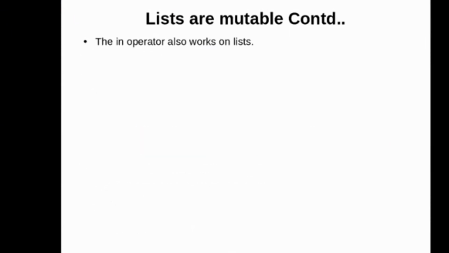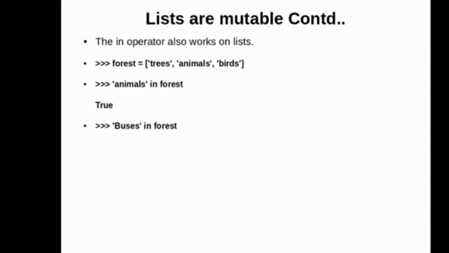The in operator also works on lists. As in the case of strings, here also the in operator works. We can use the in operator to check whether a particular element belongs to that list or not. Say the forest contains 3 elements. We can use the in operator to check whether a particular element is part of the list. Here, for the element animals in forest, if it is there in the list, it will give True as a result, otherwise False. So here we can see True because animals is there in forest. If I type buses in forest, obviously it will give False.